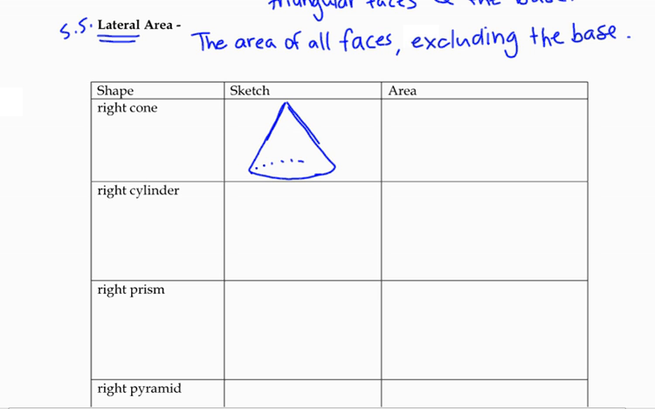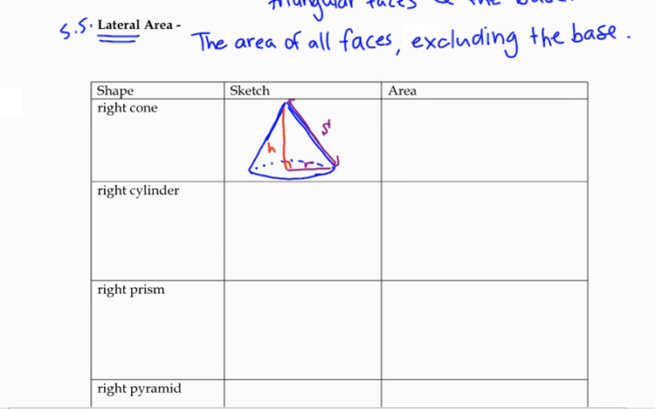A dotted line for our circle. So we have our radius. We have our height. This is a right angle there. Okay, so if I wanted to find the area, and then we're going to just draw a little S here for slant height. Okay, so the slant height would be from here to here.